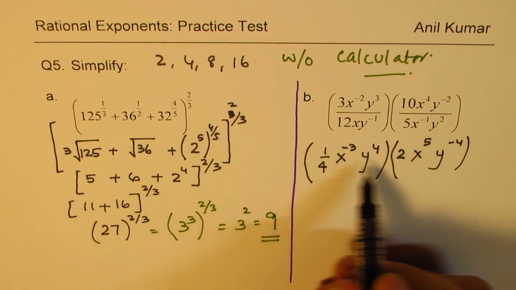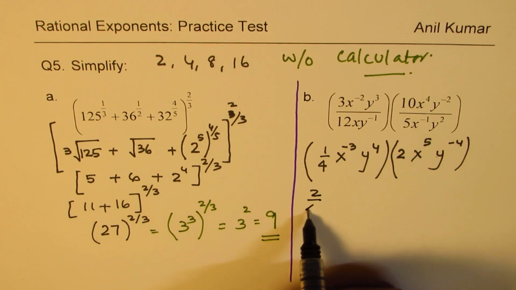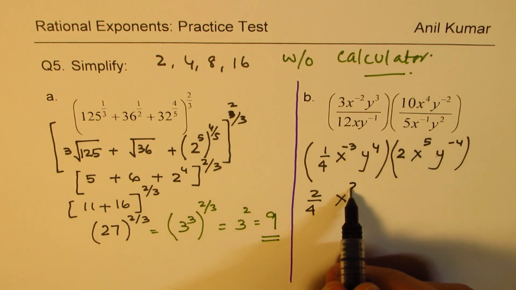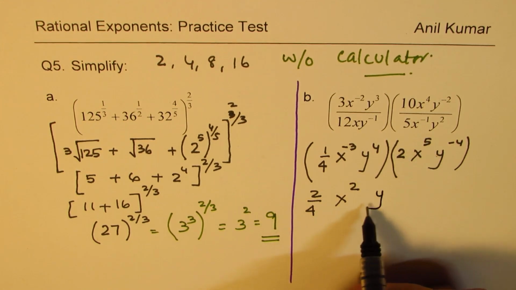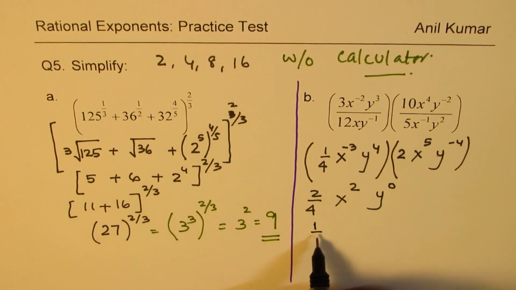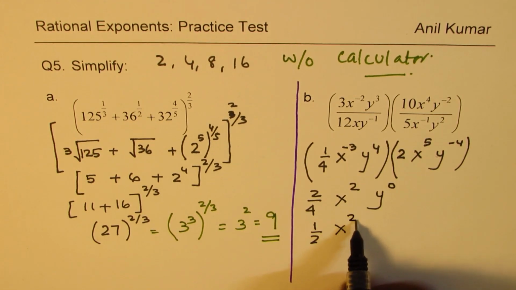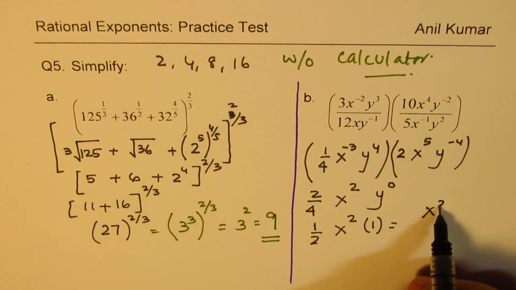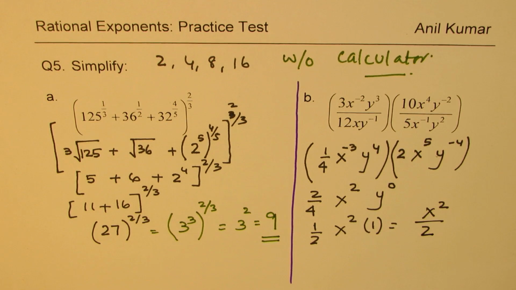So when you open the bracket, you get 2 over 4, x to the power of, add them up, so you get 2, minus 3 plus 5, y to the power of 4, and minus 4 is 0, right? So that is half for us. It is x squared, and y to the power of 0 is 1. So I could write this as x squared by 2 as my answer.